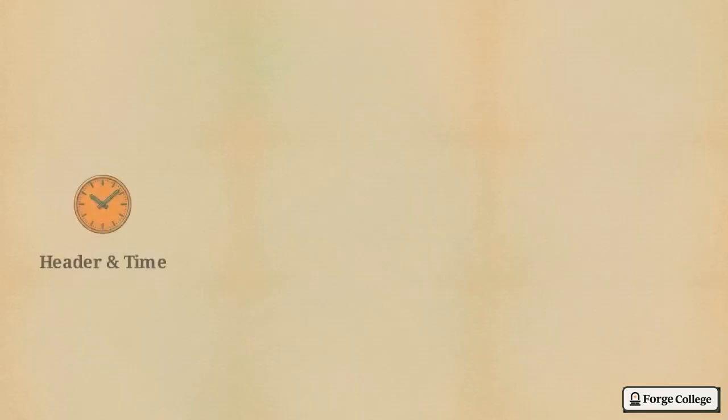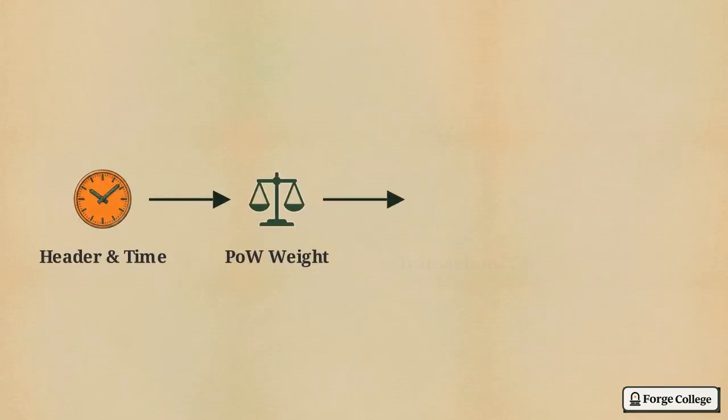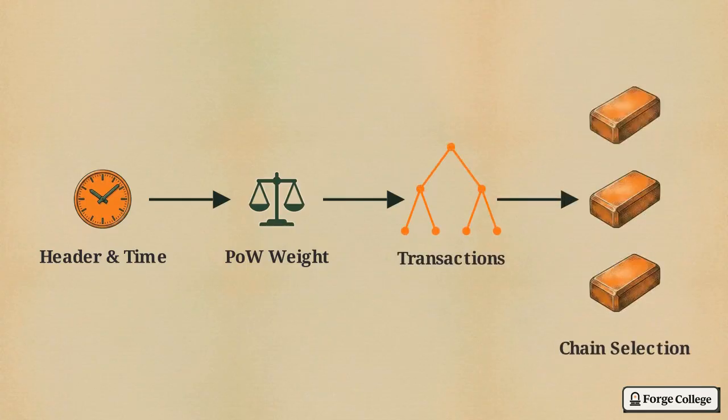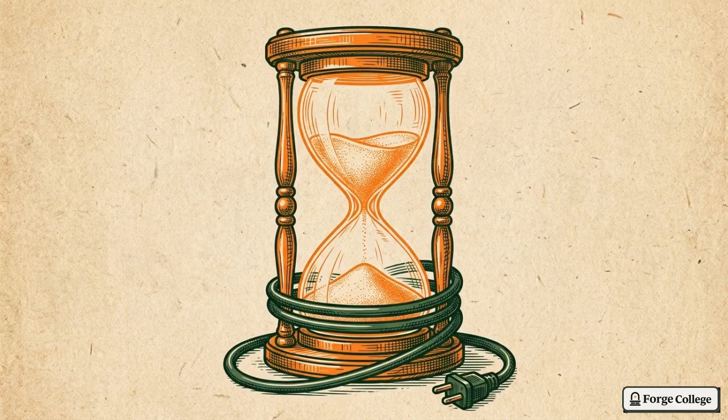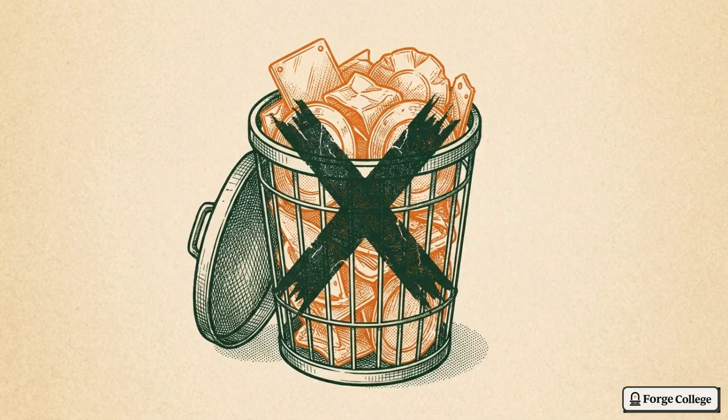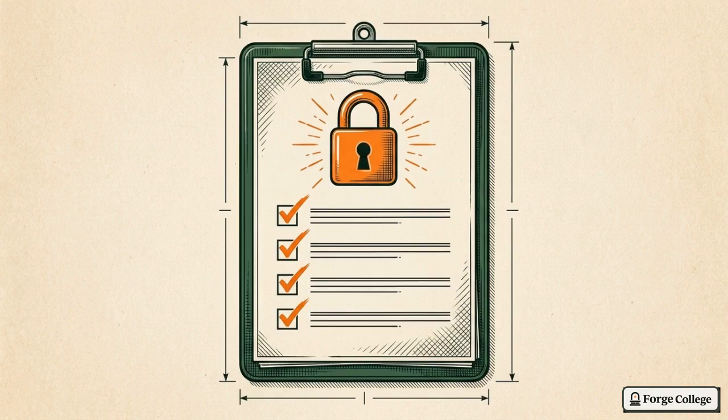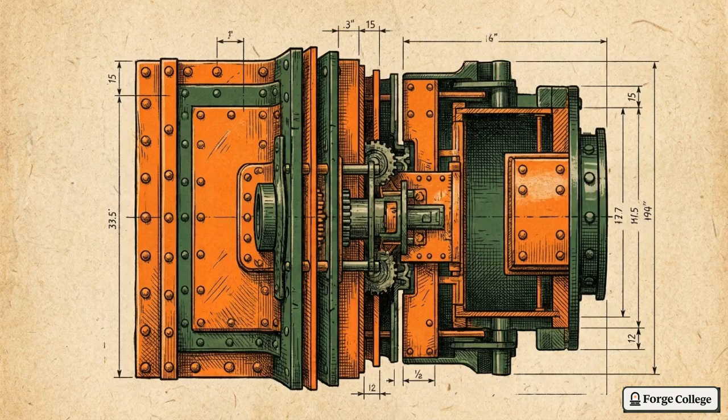To recap, our craftsman checks the time and format, weighs the math fingerprint, verifies every transaction, and then adds the block to the heaviest stack. This sequence forces an attacker to pay a real price in time and energy. Without satisfying every step, their blocks are simply ignored by every node on the network. This checklist is how we turn the idea of security into a working reality. Every block that passes these tests is another layer of armor protecting the network.